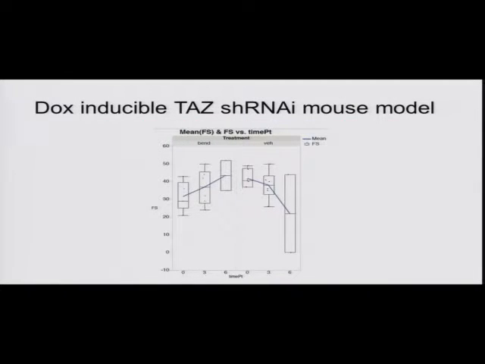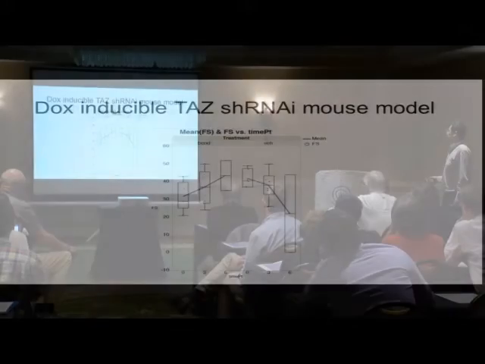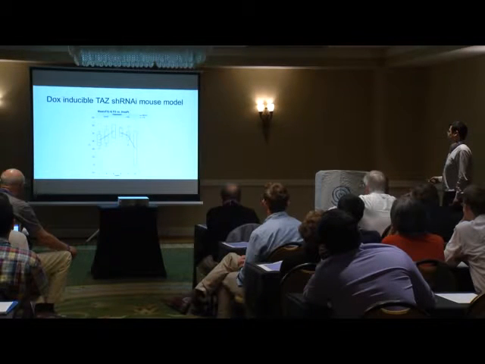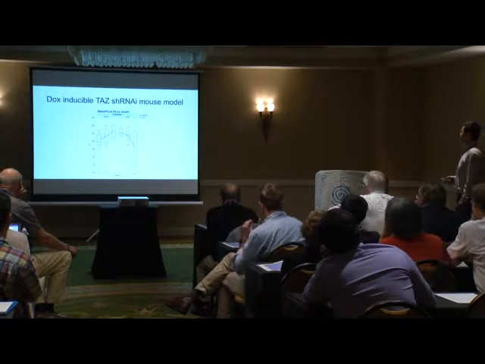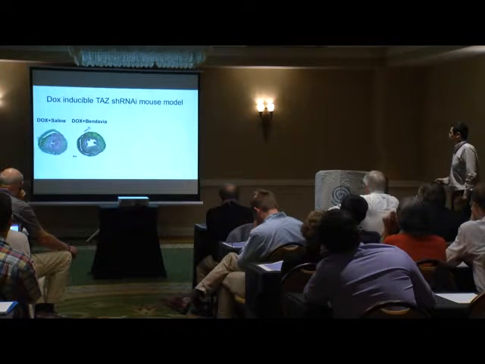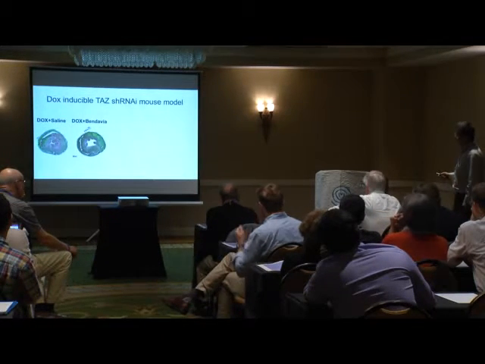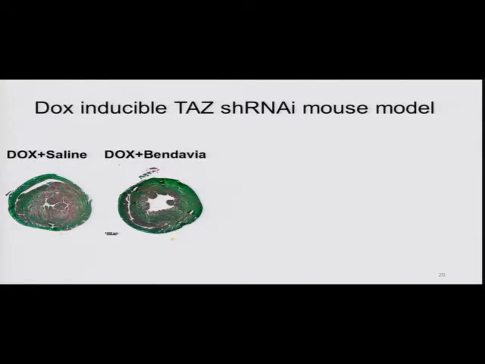Here is a good summary of this data. The red spots mean the mice in the treatment group, and the blue spots mean the placebo group. This is the average of the heart function at the time points after treatment, and the heart function comes back at least towards the normal level. That's very encouraging. At the pathological level, after four weeks of treatment with Bendavil, the fibrosis, as I mentioned before, comes back a little bit toward normal.